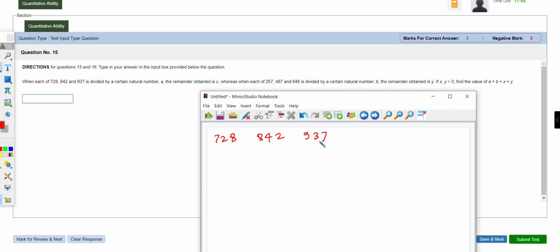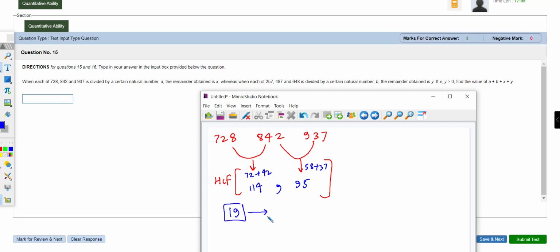When the remainder is the same, the shortcut method is what? Our divisor is going to be, we need to take the differences of these two and these two, and we need to take the HCF of these two differences. This difference is going to be 114, and this difference is going to be 95. So the HCF of 114 and 95 is going to be 19. From this we can say that the divisor has to be 19.